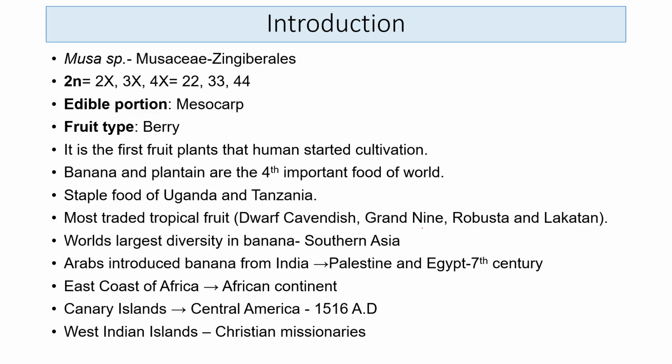And the largest diversity of banana is observed in southern Asia, and we will see how it reached all over the world. Arabs introduced banana from India to Palestine and Egypt in the 7th century, and from the east coast of Africa it reached different countries of Africa. Then from the Canary Islands it was introduced to Central America in 1516 AD, and to the West Indian Islands, Christian missionaries introduced the banana.